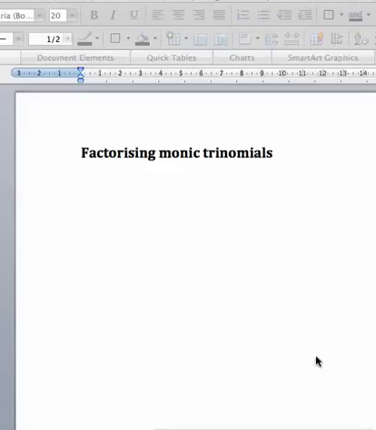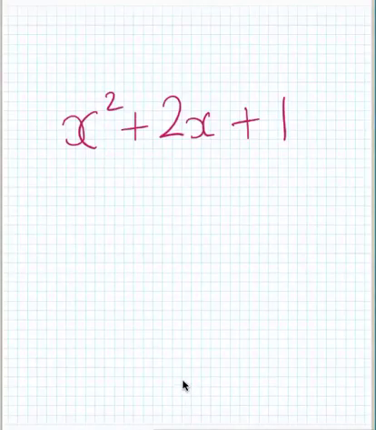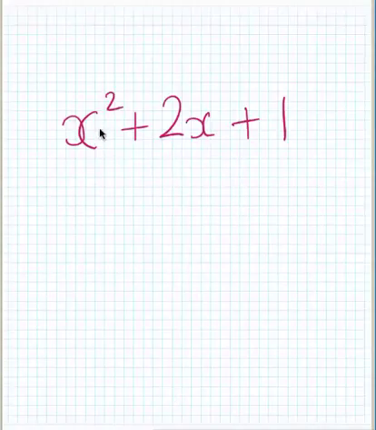Hi, so for this session we'll be factorising monic trinomials, and I'll explain what we mean by a trinomial and by monic as well. But a key word in trinomials is this here where you've got tri, and tri just means three. Like triangle, we have three sides, so just keep that in mind when we look at a trinomial. Now this is an example of a trinomial, and this one is a monic trinomial because the coefficient of x squared, so the number in front of x squared, is 1.